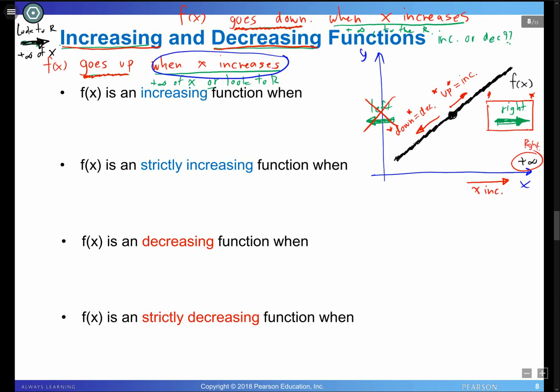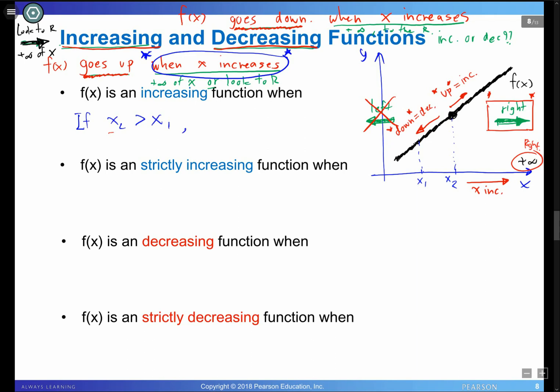Okay, I'm going to translate this "when x increases" into some inequality. So let's take a look here. I'm going to specify 2 points on the x-axis, x1 right here and x2 right here. Now this, when x increases, I'm going to change it to: if x2 is greater than x1. We are talking about x2 being larger than x1, so x is increasing.